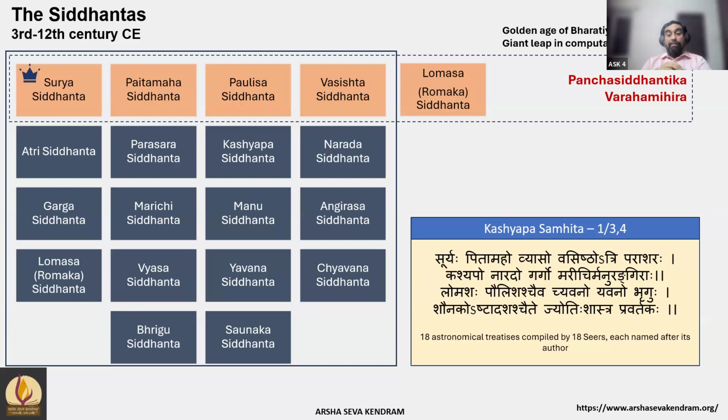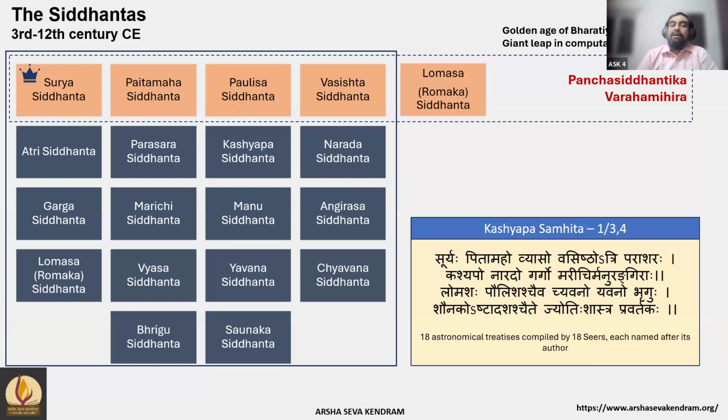Now, Varahamihira, who was again a very, very influential polymath, not even just an astronomer, a multi-talented artist of his times, compiled these 5 Siddhantas, Surya, Vaitamaha, Paulisa, Vasishta, and Lomasa, into what is today called the Pancha Siddhantika. So it's a compendium of 5 different Siddhantas. It's a very often referenced body of work as far as Bharatiya astronomy is concerned, right?